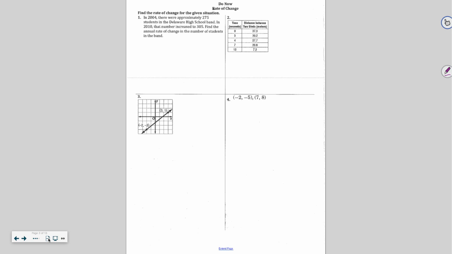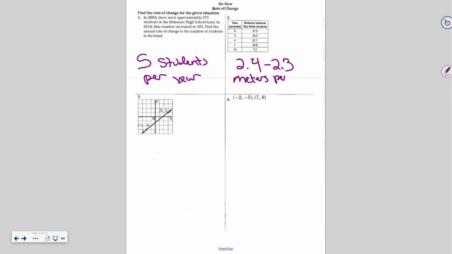If you tried it, to check your answers, this should be 5 students per year. This one should be around 2.4 to 2.3 meters per second. The slope of this is 4/5, and the slope of this is 13/9. So through this video, we are going to be covering the notes on how to do each one of these.